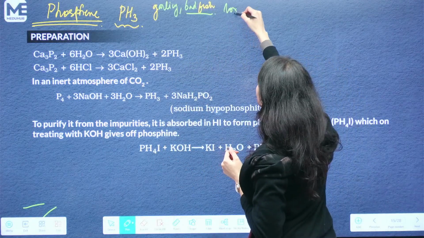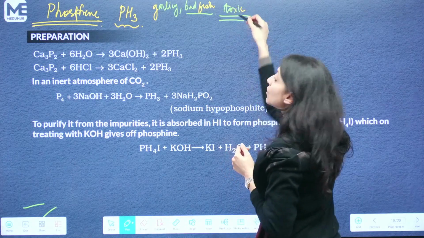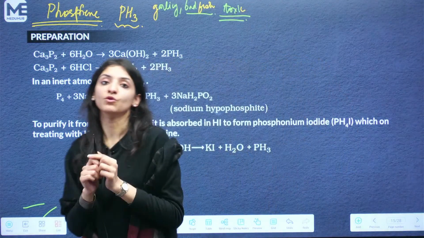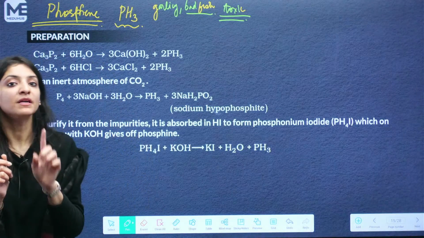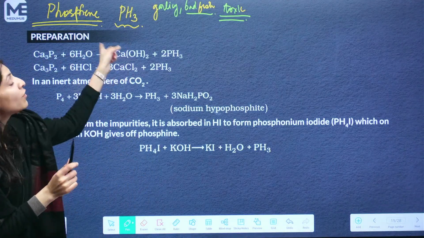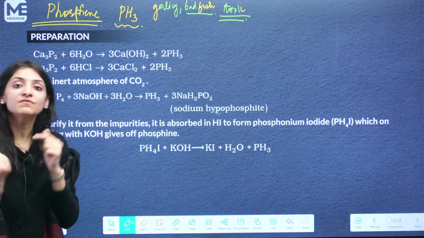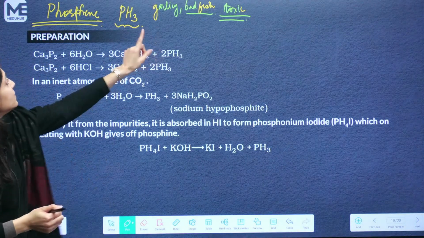It is toxic. Phosphine is toxic because it forms a complex with hemoglobin. जैसे हमने कार्बन मोनोऑक्साइड के लिए पढ़ा था, बिल्कुल वैसे. So phosphine forms a complex with hemoglobin and it starves the body of oxygen. That's why it is toxic.